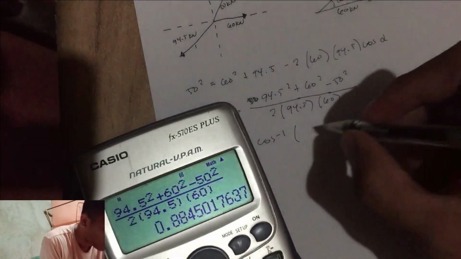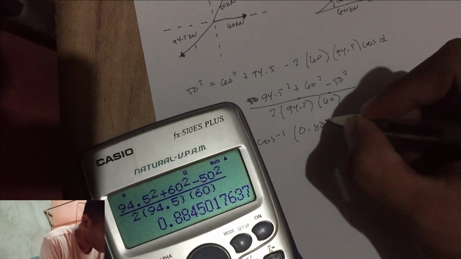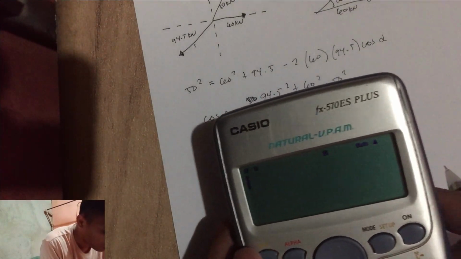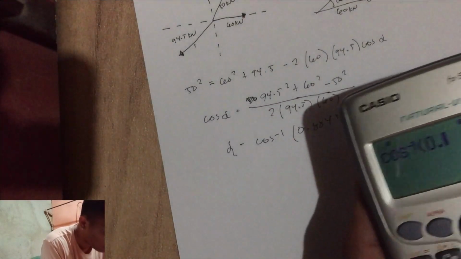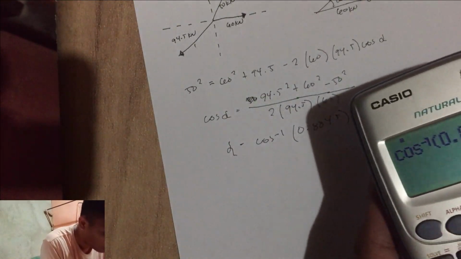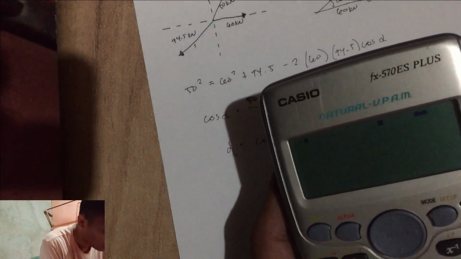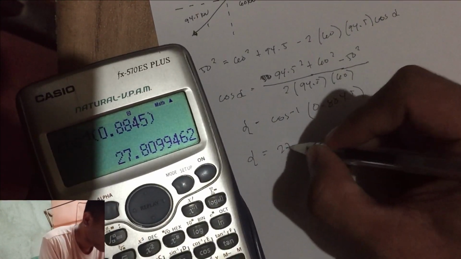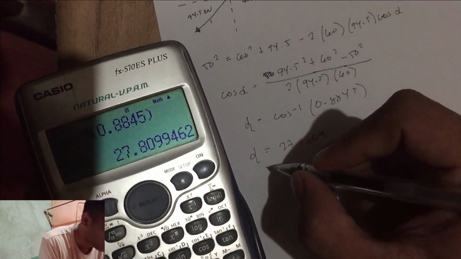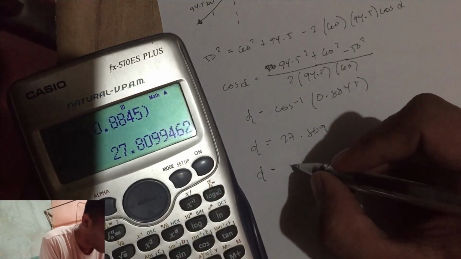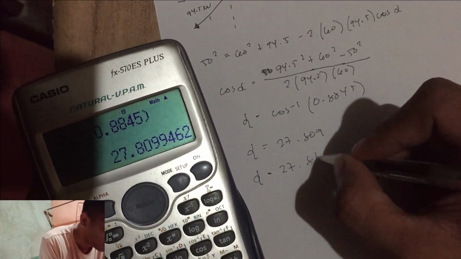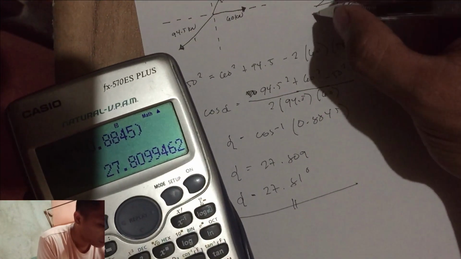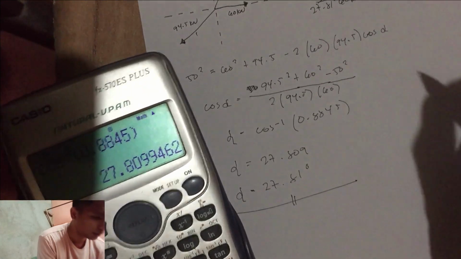Using shift cos of the value 0.8845 equals 27.809. Therefore, the value of alpha is equal to 27.81 degrees.